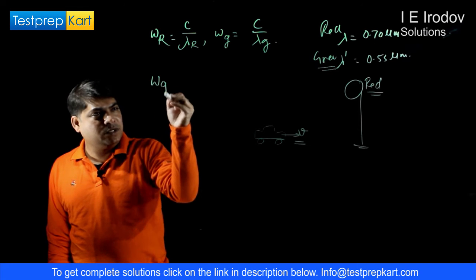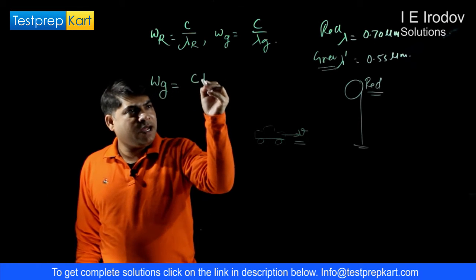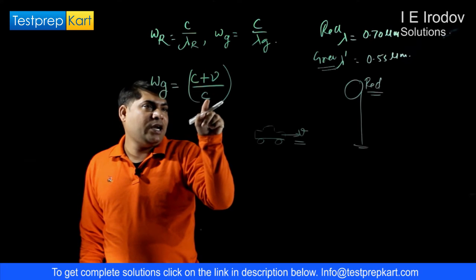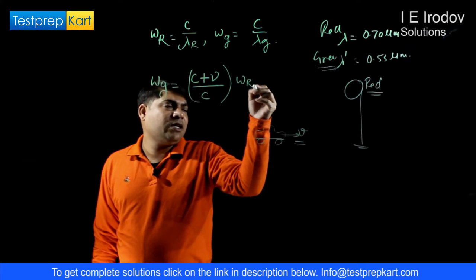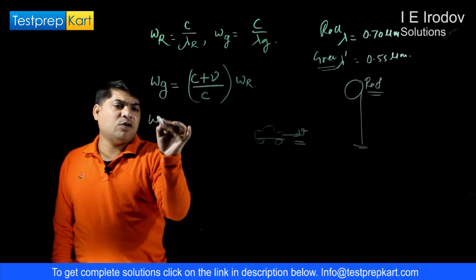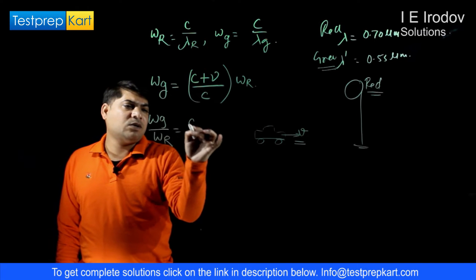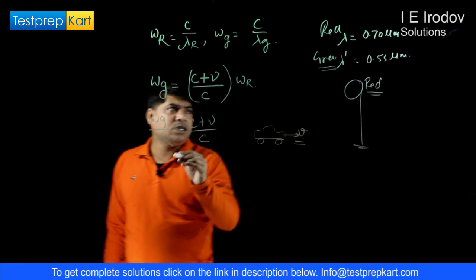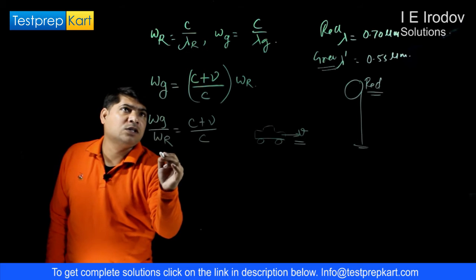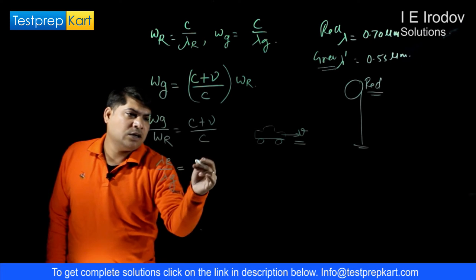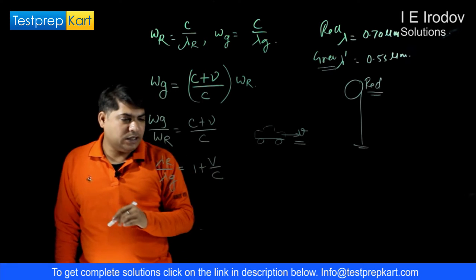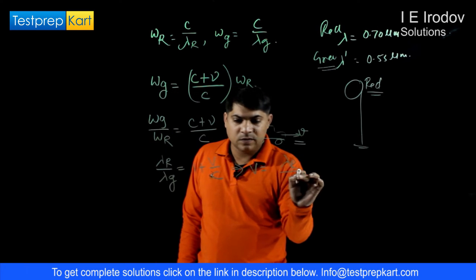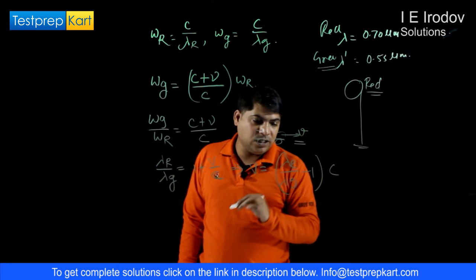So the frequency received by the observer is equal to speed of light plus speed of observer divided by speed of light, times the frequency emitted by the source, right? So from here we'll get omega g over omega r equals C plus V over C, right? So from here we can substitute in this expression that omega g over omega r is equal to lambda r over lambda g, which is 1 plus V upon C, right? So from here we can calculate speed, that is lambda r over lambda g minus 1, into C, right?